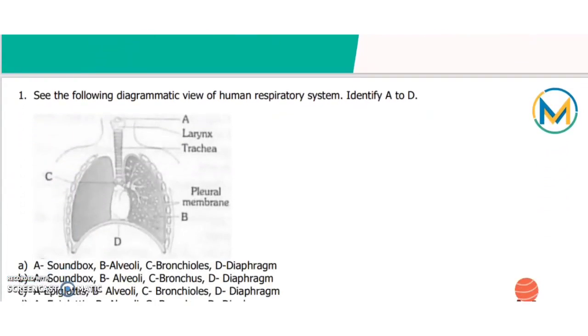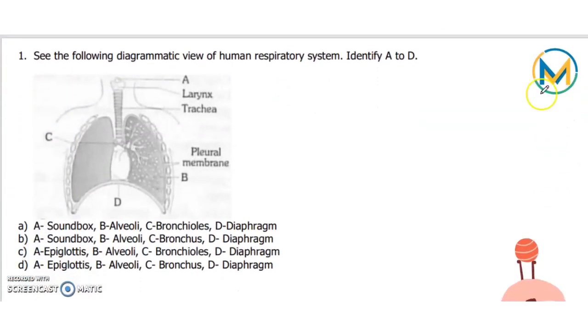The first question: see the following diagrammatic view of the human respiratory system. Identify A to D. Now this A is epiglottis. It is a leaf-shaped flap of cartilage located behind the tongue at the top of the larynx or voice box. The main function of the epiglottis is to seal off the windpipe during eating so that food is not accidentally inhaled.